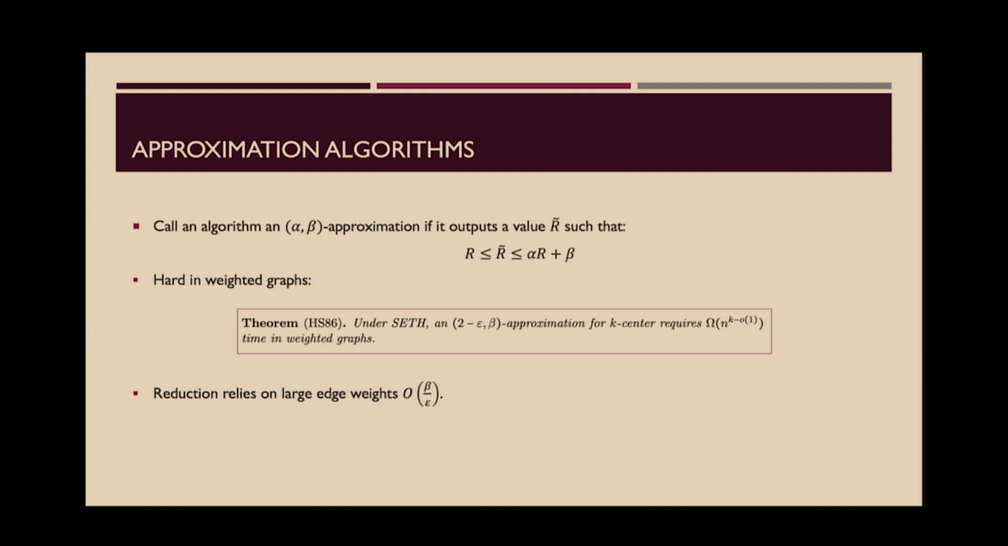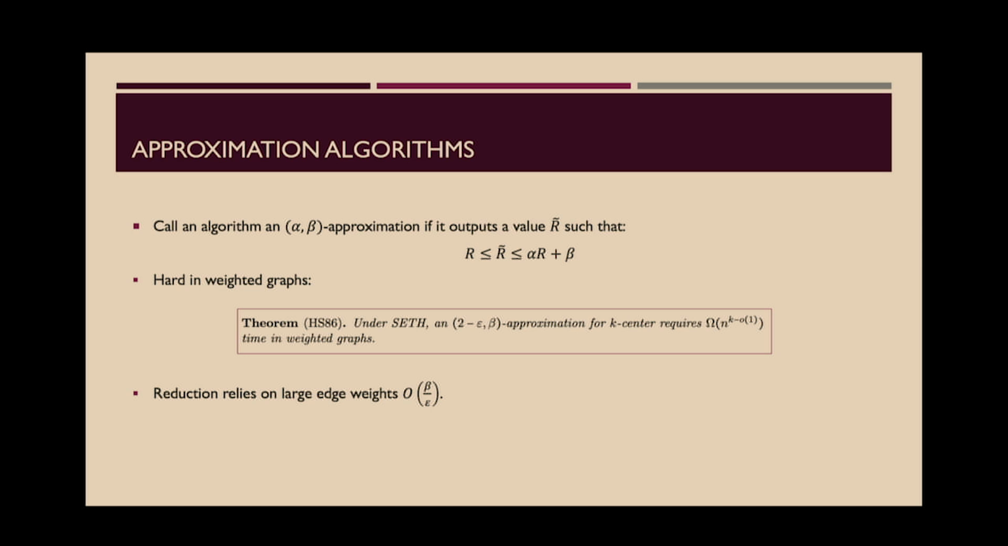So in weighted graphs, even when we allow this additive error, k-center is still hard to approximate. In the 80s, Hochbaum and Shmoys showed that under strong ETH, any kind of 2 minus epsilon approximation, even when you allow additive error, needs n to the k time to solve. But the key thing is this reduction relies on these edges scaling up with beta.